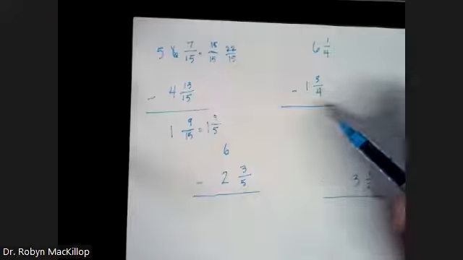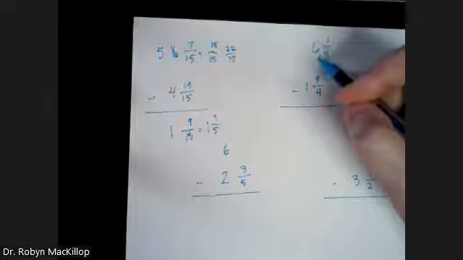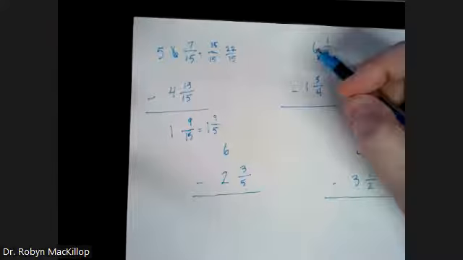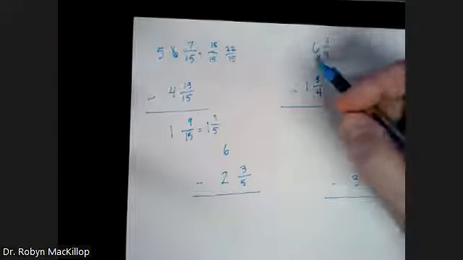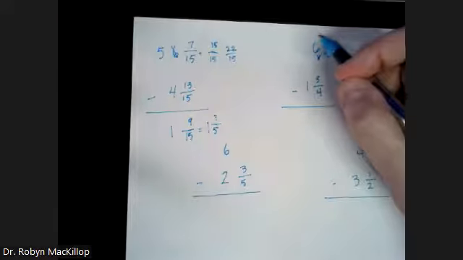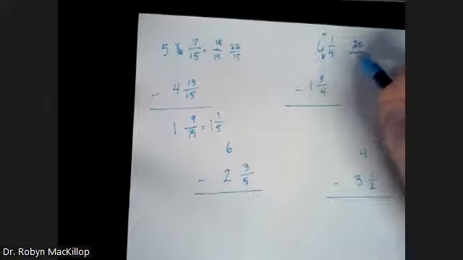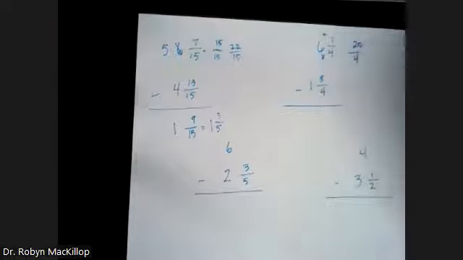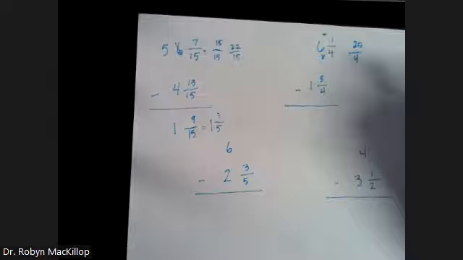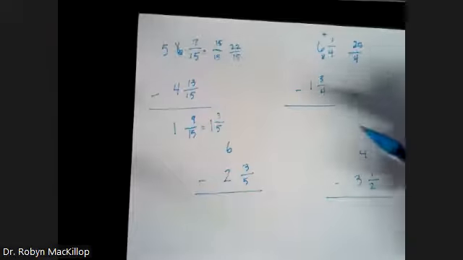All right, I'm going to show you a different way of doing this by breaking down the mixed fraction into an improper fraction. Start with the denominator. So the denominator 4 times the whole number 6. 4 times 6 is 24. Plus 1 is 25. And then bring over the denominator.